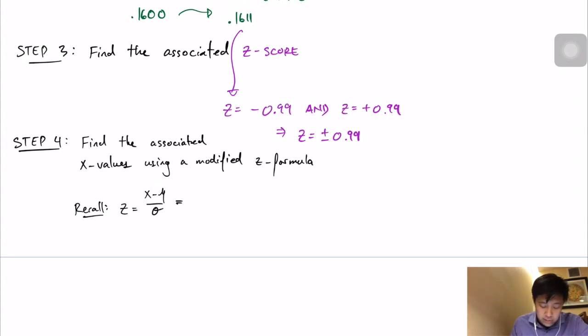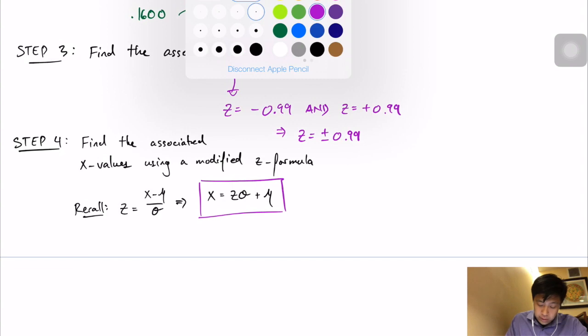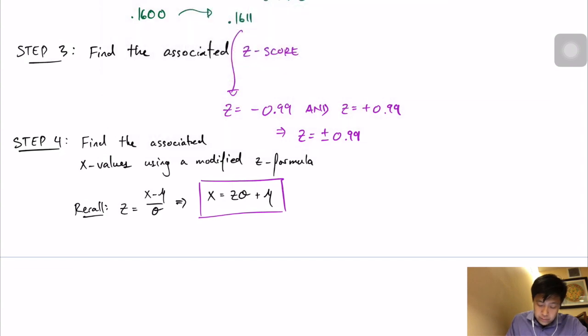This implies that we're looking for x equals z times sigma plus mu. And again, I'll box this here for convenience sake. That's the formula we're going to be using. And remember, we're going to need 2 of these formulas, or in other words, we have to do this twice because we have 2 z-scores. Generally, I like to start with the negative first because that implies the left side, and then we can do the right side afterwards. So x sub 1, again, equals negative 0.99.